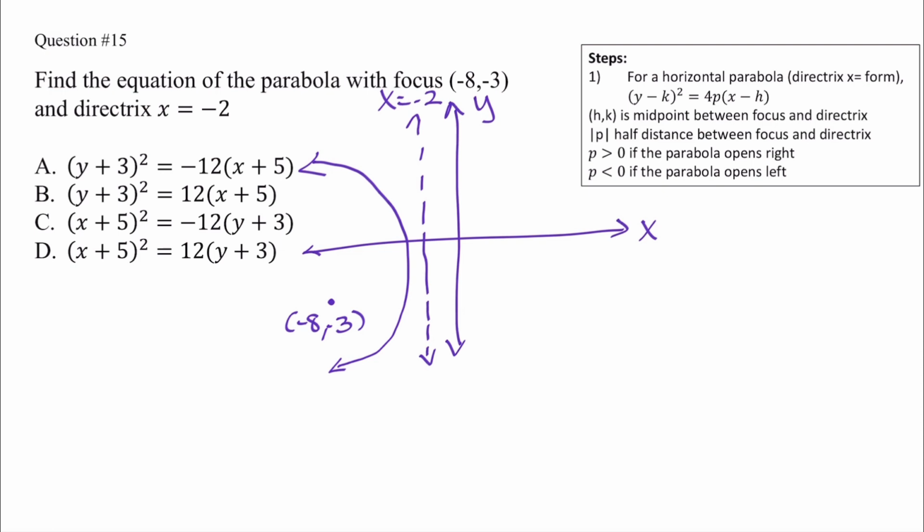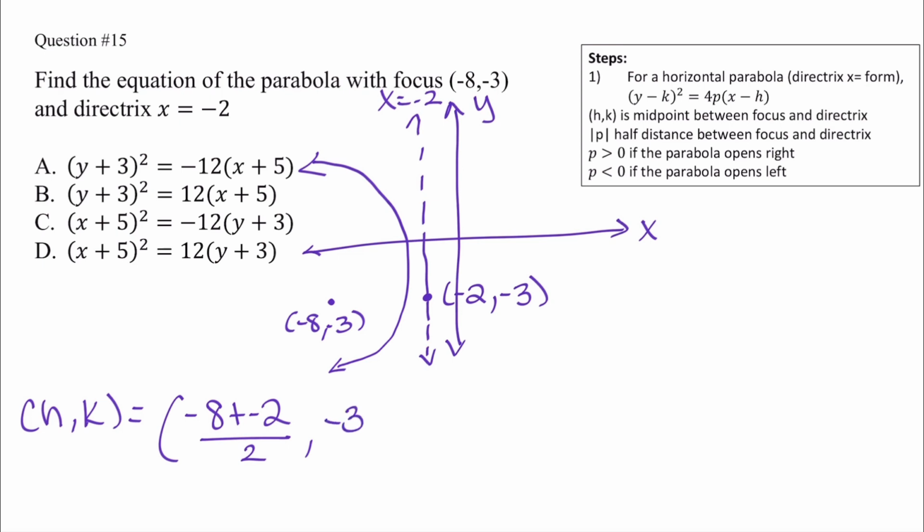So the HK is going to be the midpoint. So we have HK equals, let's create a point on our directrix. So that point is going to be at negative 2, negative 3. So we have negative 8 plus negative 2 over 2, and then negative 3 plus negative 3 over 2. So that means that HK, so negative 8 plus negative 2 is going to be negative 10. Negative 10 divided by 2 is going to be negative 5. Negative 3 plus negative 3 is negative 6. Negative 6 divided by 2 is negative 3.